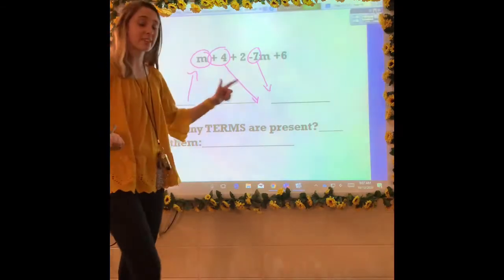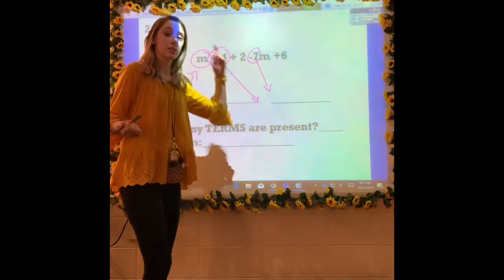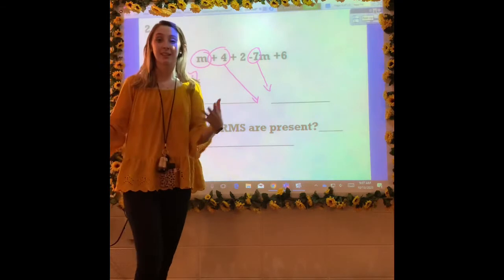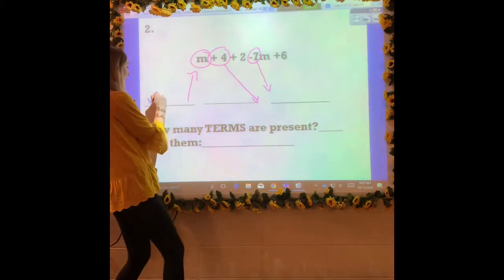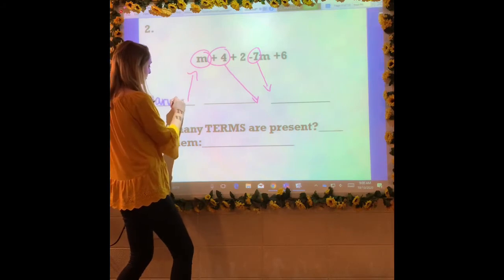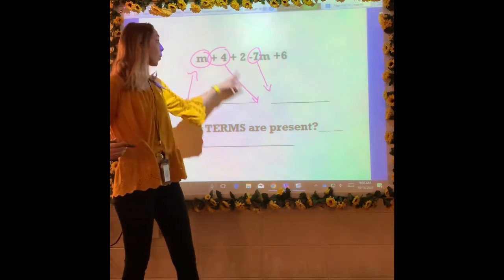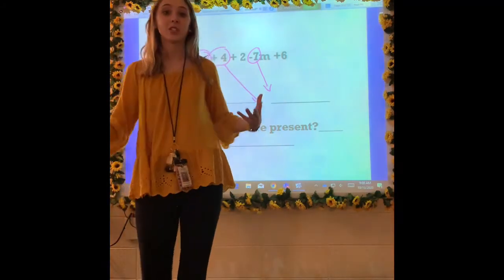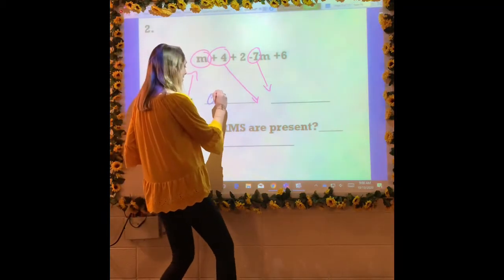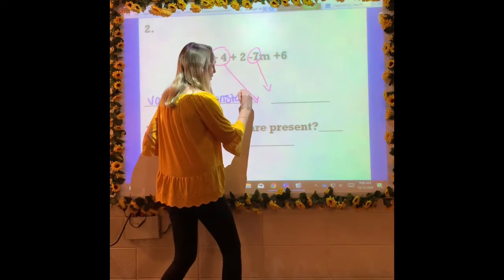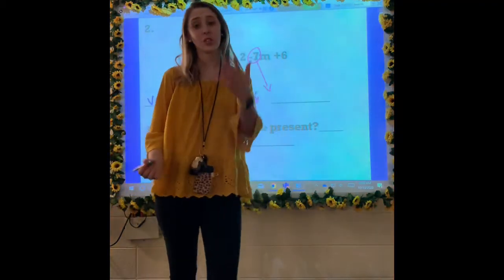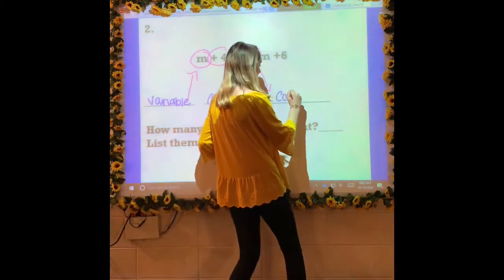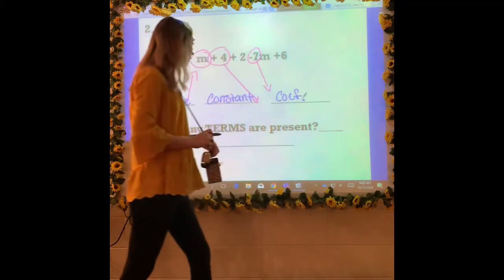All right, so let's look at this one. We're doing the same process, so we have this long expression, and it's wanting us to label those parts. So the first one, it's that letter circled, so remember that is a variable. All right, 4. 4 is a number, nothing's attached to it, so it is a constant. It doesn't have anything with it. And then this -7, it is attached to a variable, it is in the front, so therefore it is a coefficient.